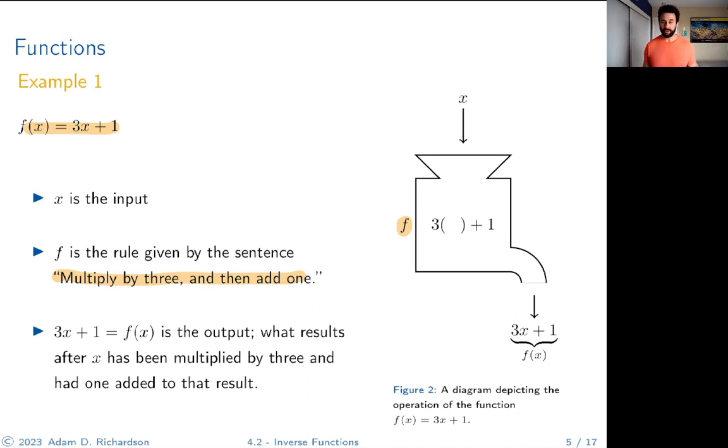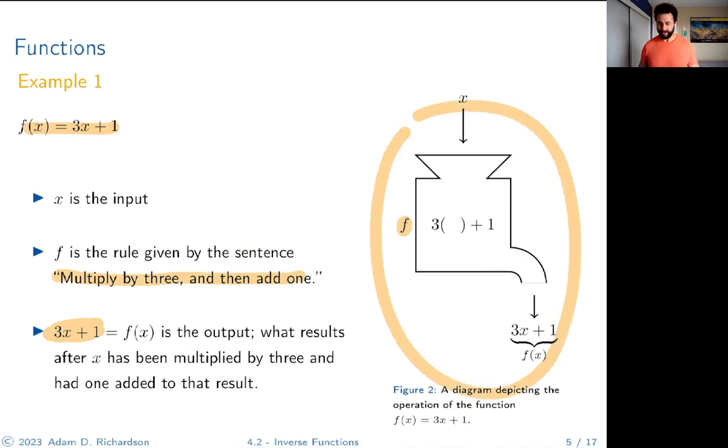Now, what is the output? The output is what you get after you multiply the input by 3 and add 1. So that's f of x. F of x is 3x plus 1, the output of the function. All right? There you go. And here's a diagram. So just a quick review of functions.